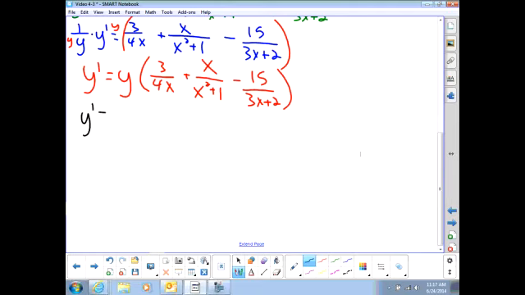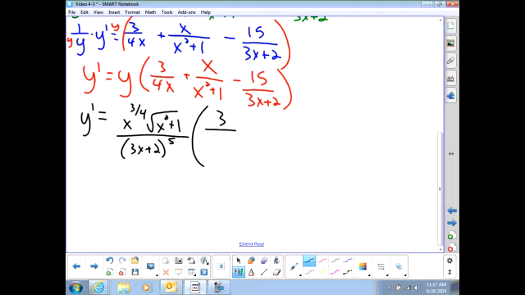So we'll get y prime equals, replace the y with what it was originally, x to the 3/4 square root of x squared plus 1 all over (3x plus 2) raised to the 5th times everything else, the 3 over 4x plus x over x squared plus 1 minus 15 over 3x plus 2. And that's your final answer. These are always going to look really messy, but by doing it with logarithmic differentiation, it makes our life a lot easier.